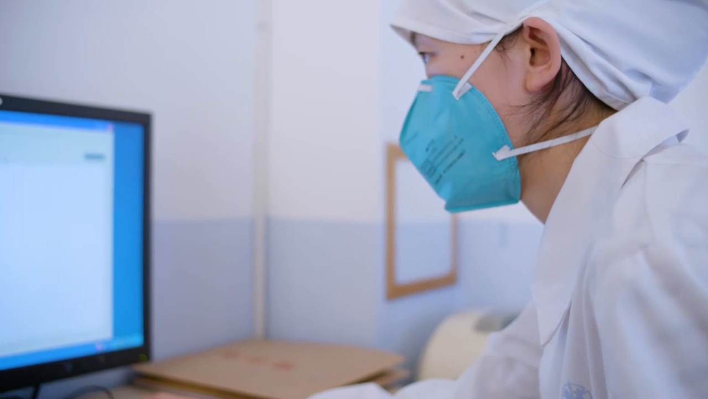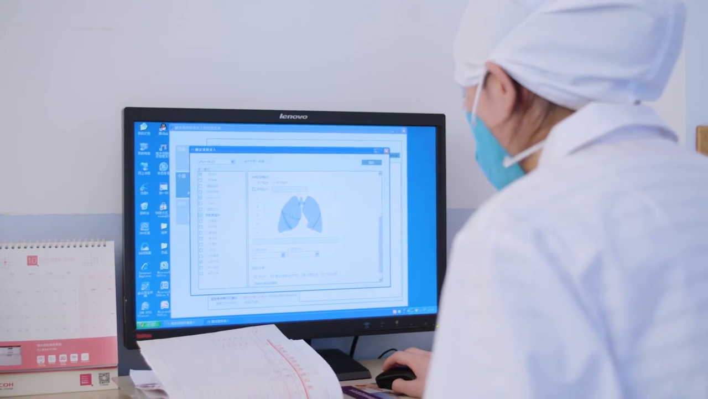One of our strategies that we've started here in Yunnan Province is the MDR-TB Clinical Management Platform.